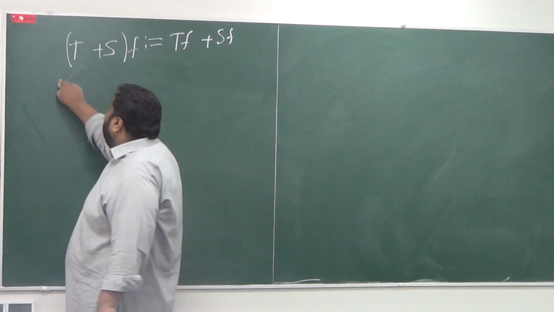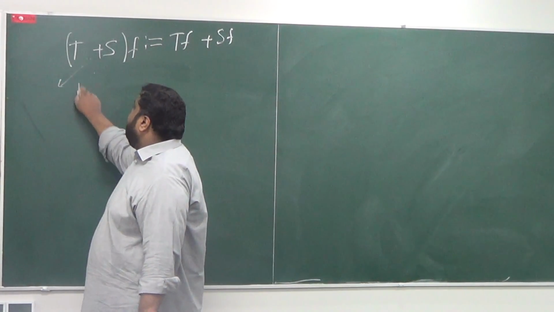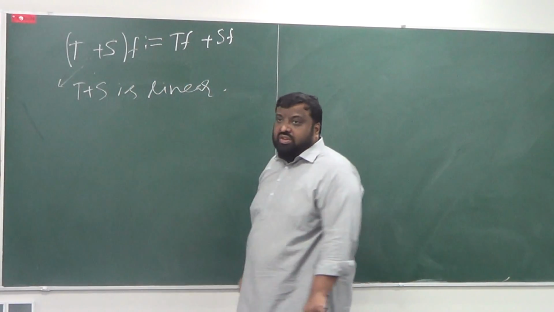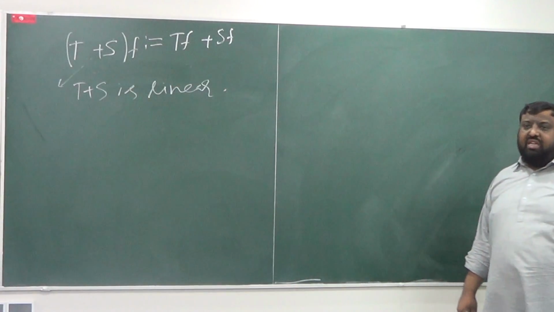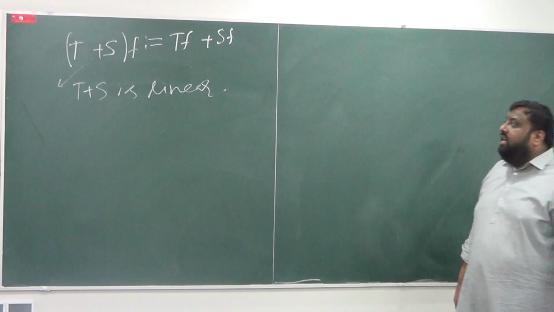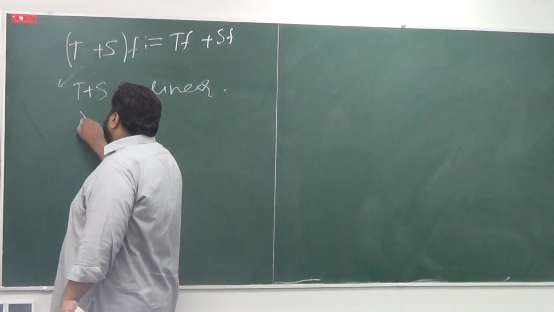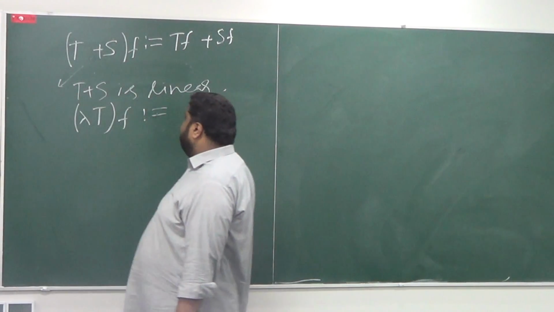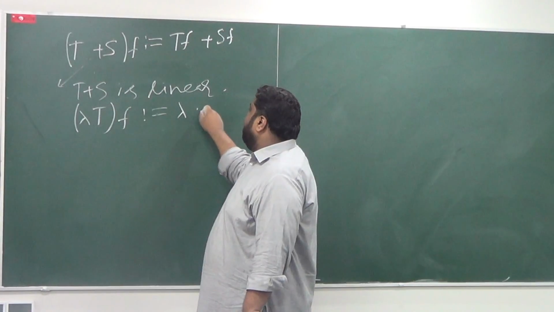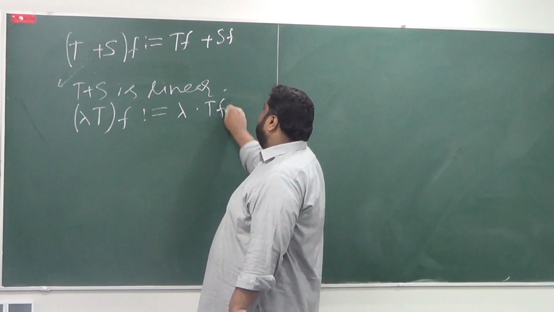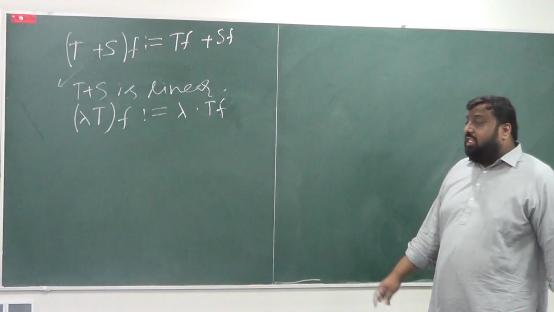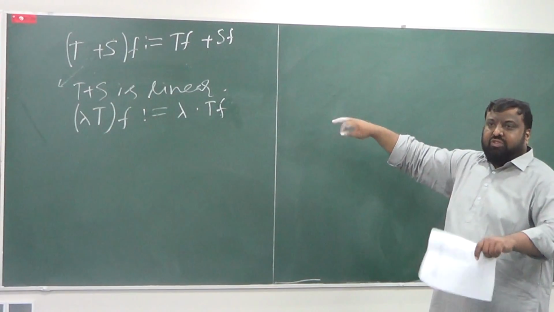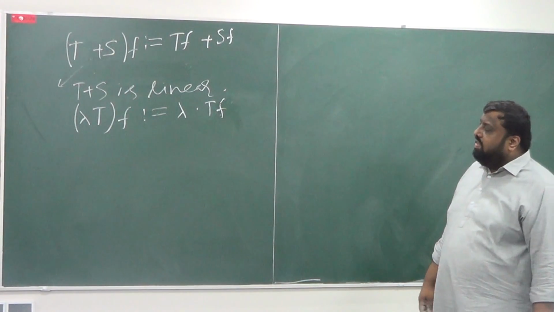This map is going to be well defined when T plus S is itself linear, so you need to check whether the sum of two linear maps is a linear map or not. And similarly, if I have lambda T operated onto f, what should be its definition? It should be lambda times Tf, where Tf is not a composition, but T operated onto f, so T of f. This is what we're going to use.